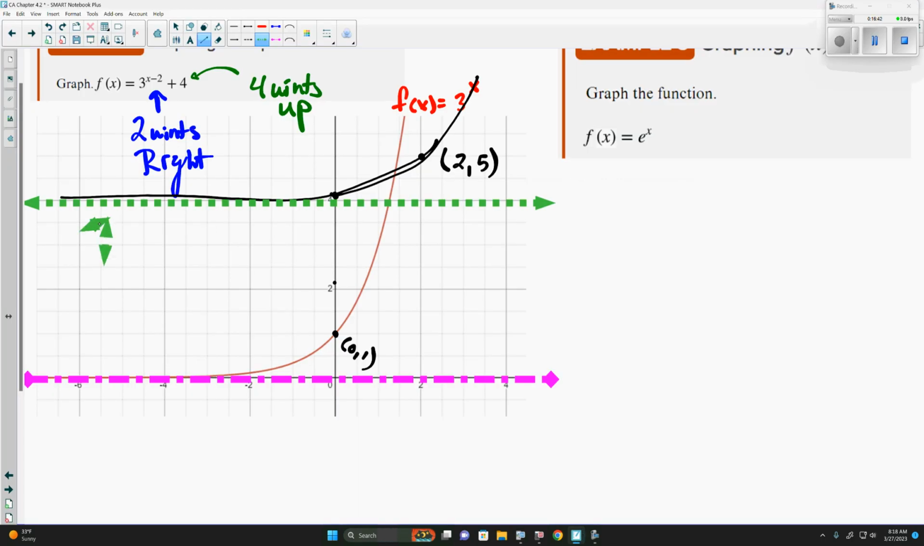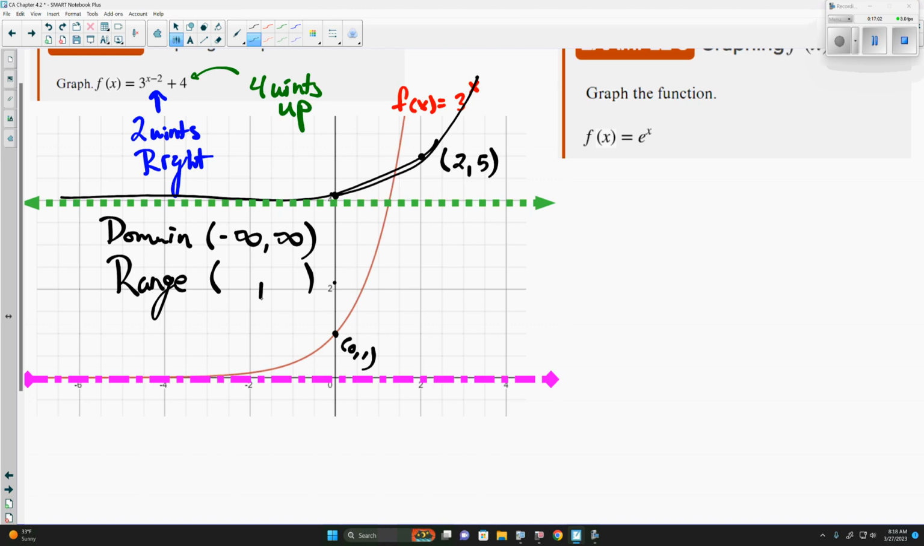The domain of our new function is still negative infinity to infinity. Our range. Now the function is still going up, so the biggest value we can have is infinity. What is the smallest value we can have? 4. And that's it. Questions on this here?